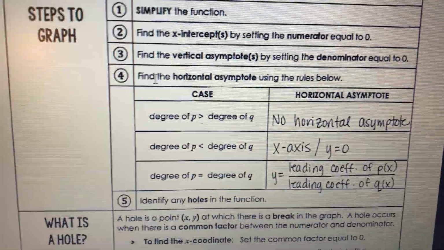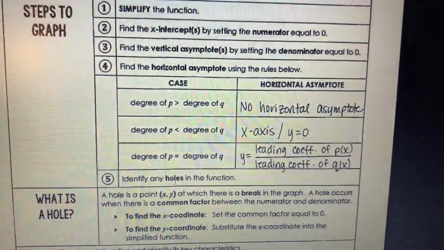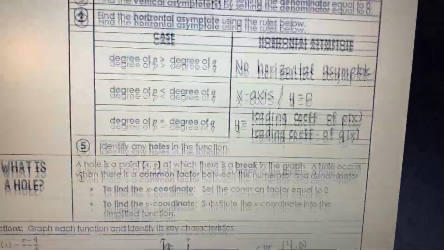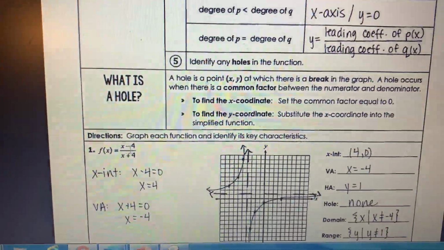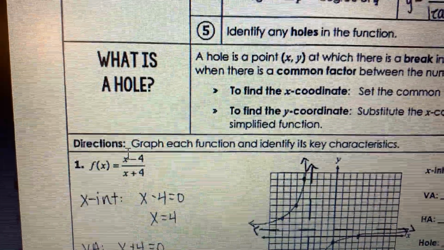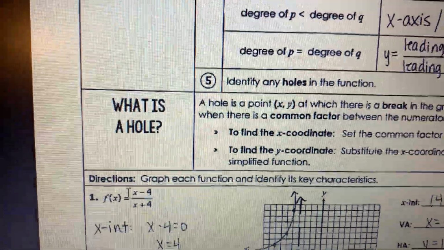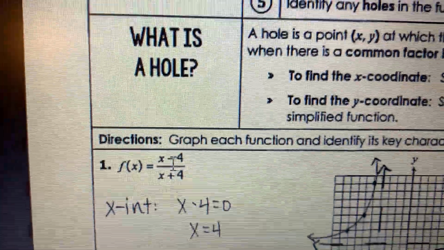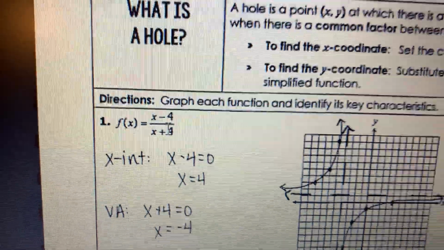So step 4, find the horizontal asymptote. Now, there's a bunch of rules for this. I'll explain it to you here. So you remember degrees of a polynomial? The degree of a polynomial is the size of the biggest exponent in the variable, right? So look at the polynomial on top here. It's degree 1. The polynomial on the bottom is degree 1 as well.